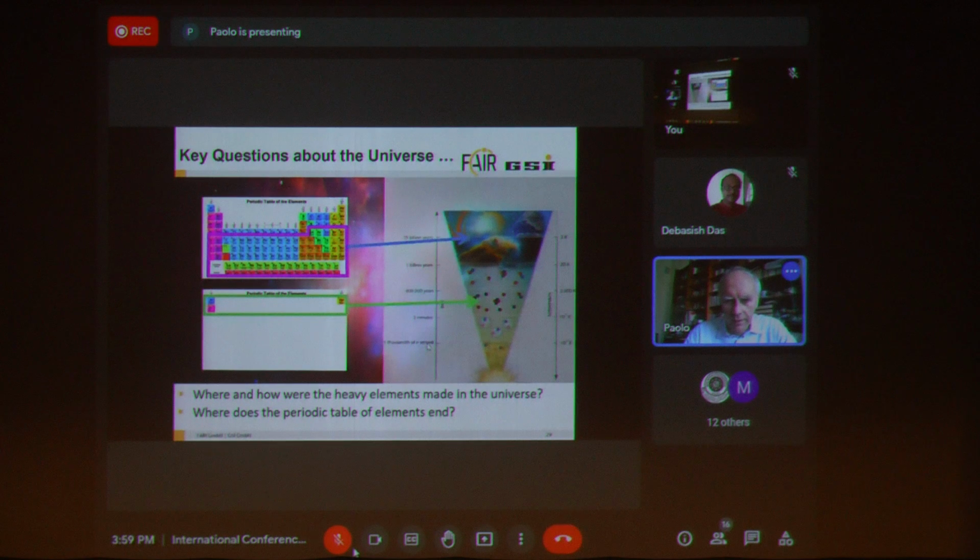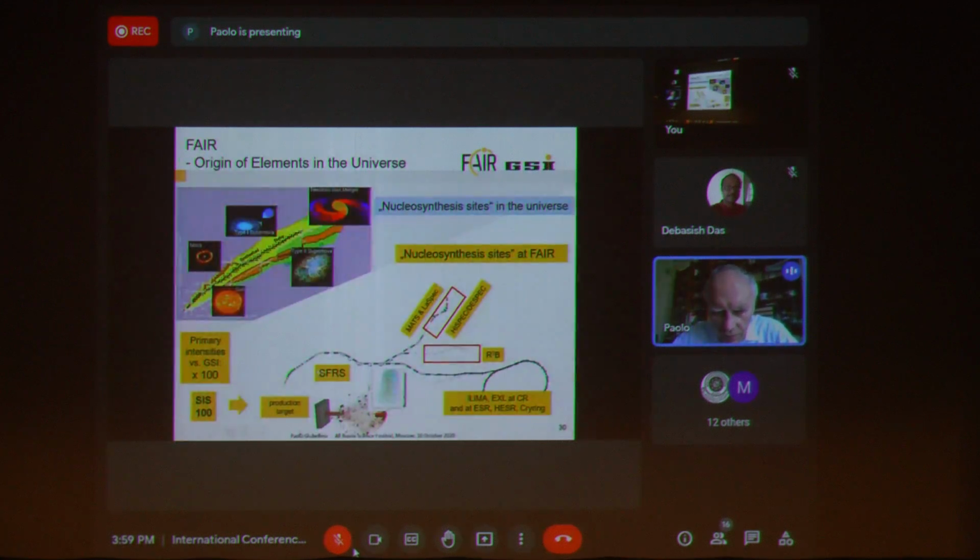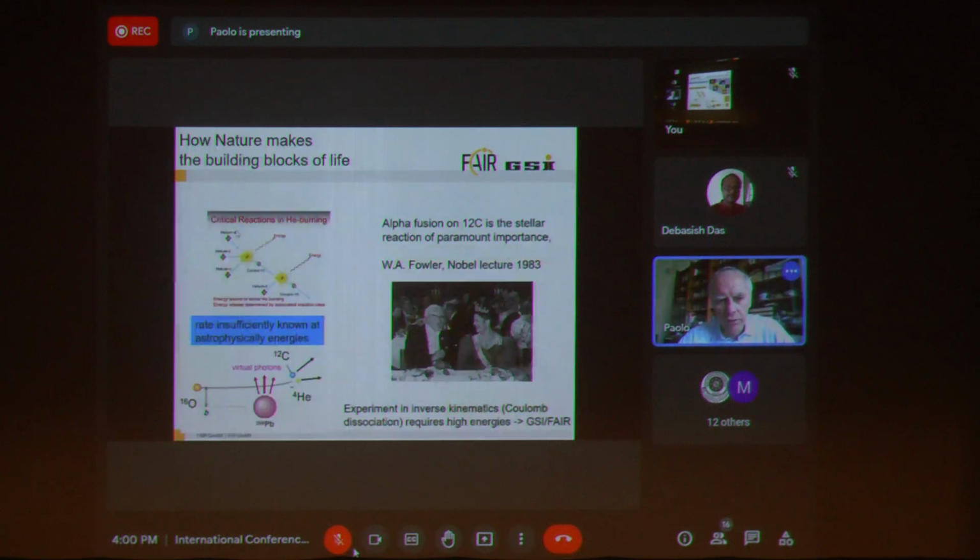This is the fragment separator, so you have a production target, you produce very many different isotopes, then you select them and you can do experiments, or then slow them down, experiments at low energy, or collect them in storage rings. And then by that you can access the reproduction in the laboratory of the conditions of very many different fundamental processes which determine the overall population of nuclei in the universe.